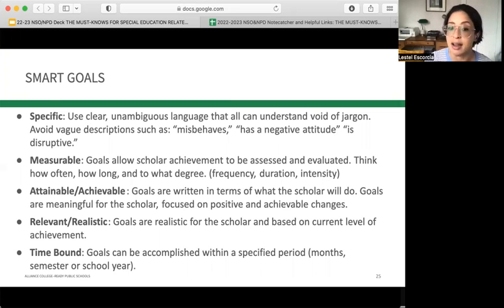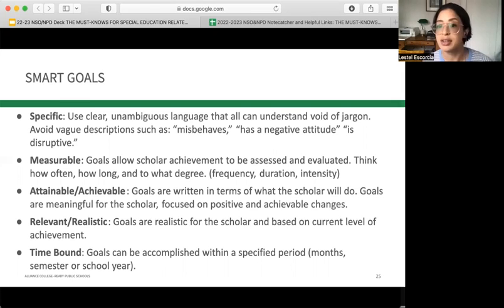You might not go in depth into each one of those, frequency, duration, or intensity, but at least one of those should be a focus based on what the behavior is. Sometimes the intensity of the behavior is more relevant than the duration or the frequency. Attainable or achievable: making sure that we're writing it in terms of what the scholar will do, not what we want them to stop doing. And then we want to focus on positive and achievable changes.